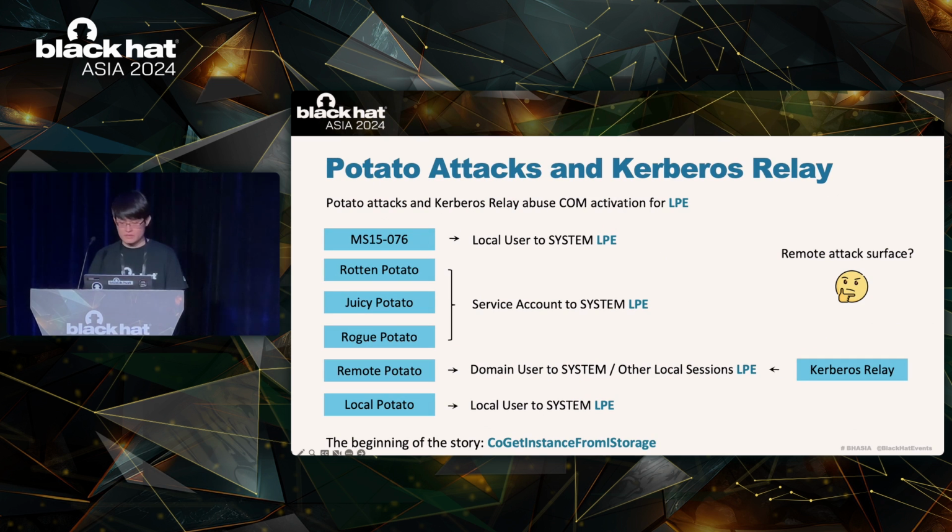In recent years, potato attacks and Kerberos Relay are well-known research on Windows COM. The history of these attacks can be traced back to James Forshaw's MS15-076, 8 years ago. It's the first vulnerability to abuse DCOM activation using CoGetInstanceFromIStorage API. All of the following potato attacks and Kerberos Relay abuse the same API. It's indeed a very powerful attack vector.